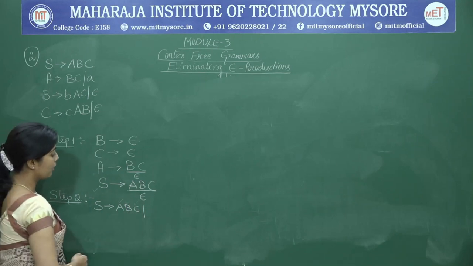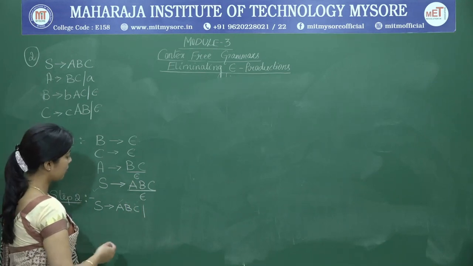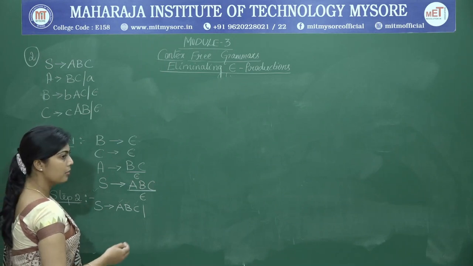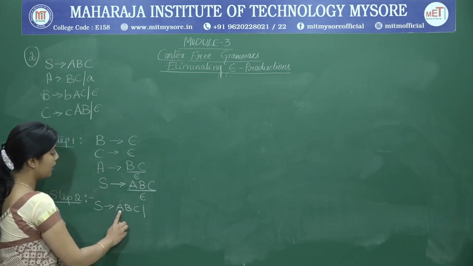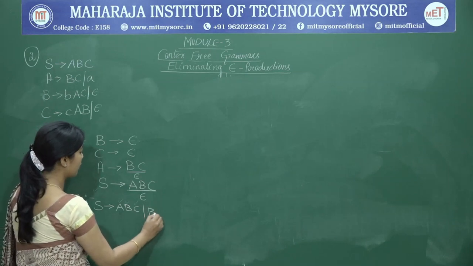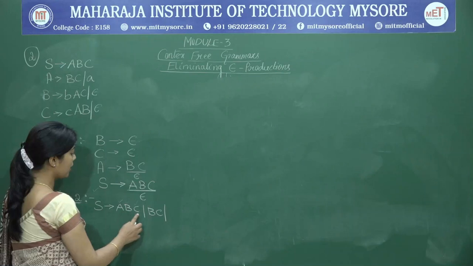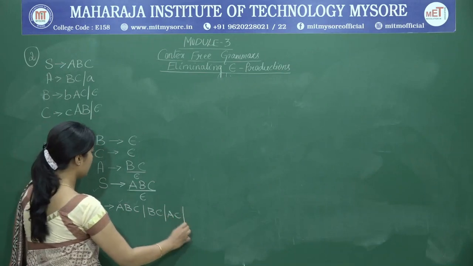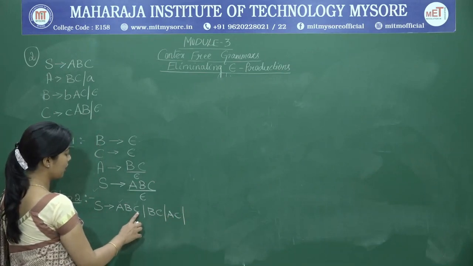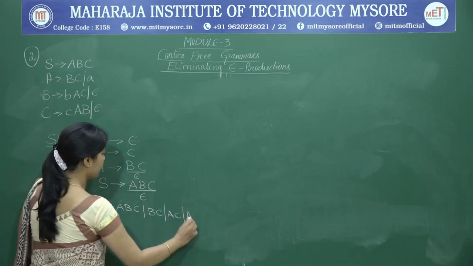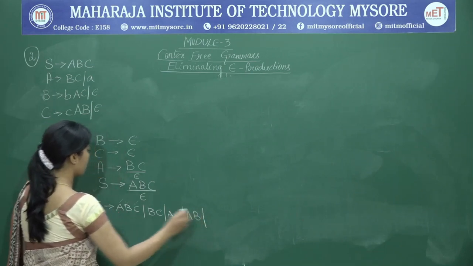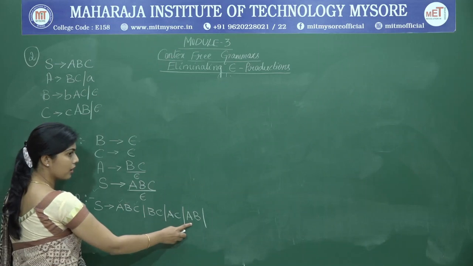So each time we are going to substitute epsilon for each one of them and write the resultant productions. So first time A becomes epsilon, so we are left with BC. Second time B becomes epsilon, we are left with AC. Third time if we want to choose epsilon for C, what we have is AB. So one at a time is all over now.